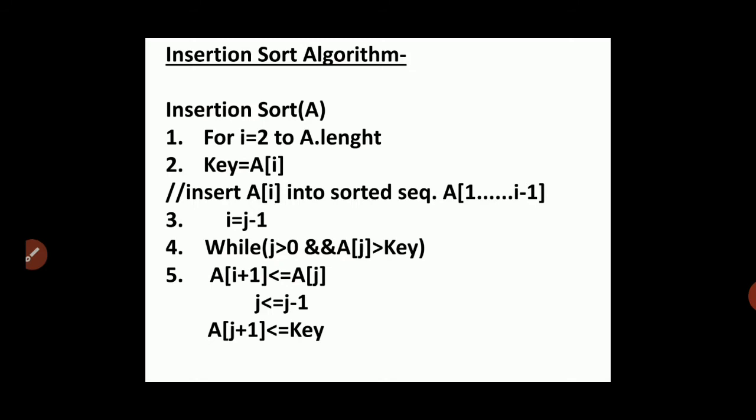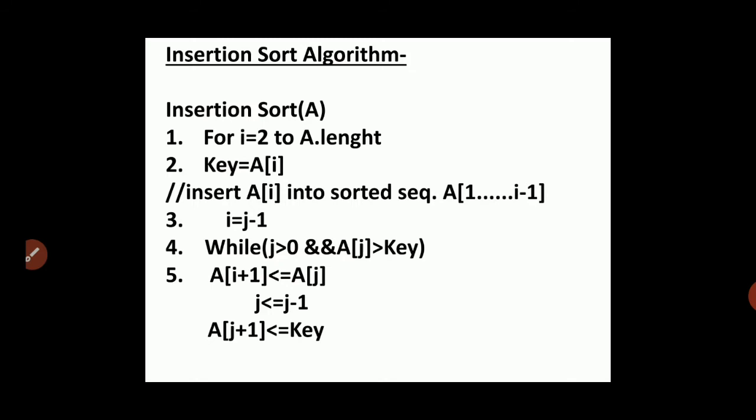We have to set a key value, and in an example we will discuss what the key is and what role the key plays here. Then key is A of i, and i starts with 2. So here it is 2. And here we have to say key A of i is inserted into the sorted sequence A of 1, 2, 3 and so on, up to i minus 1.